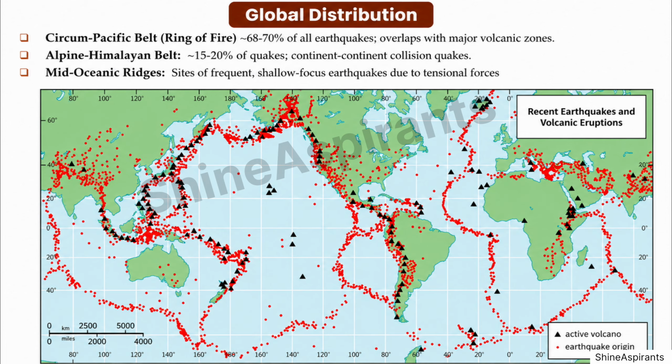Global distribution of earthquakes. Circum-Pacific Belt, Ring of Fire, approximately 68 to 70% of all earthquakes, overlaps with major volcanic zones. Alpine-Himalayan Belt, approximately 15 to 20% of quakes, continent-continent collision earthquakes. Mid-oceanic ridges, sites of frequent, shallow-focus earthquakes due to tensional forces.